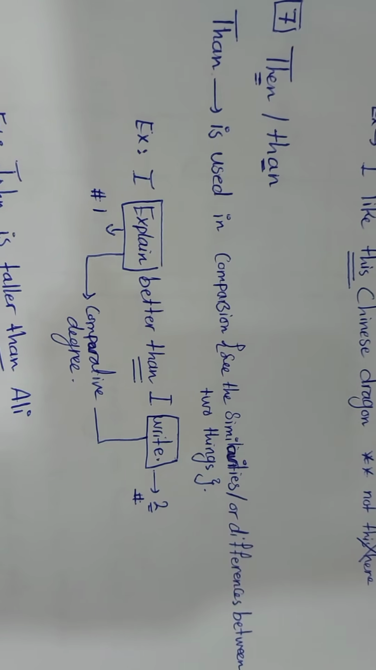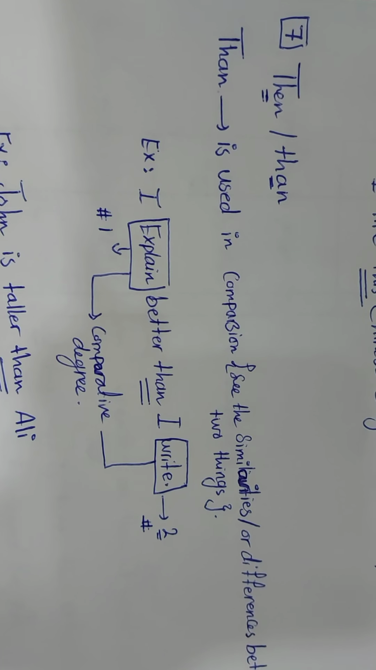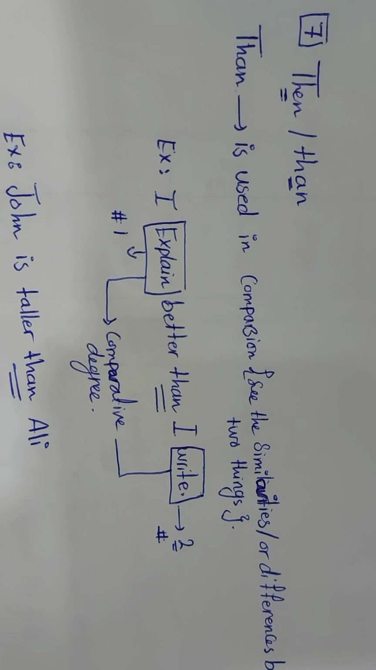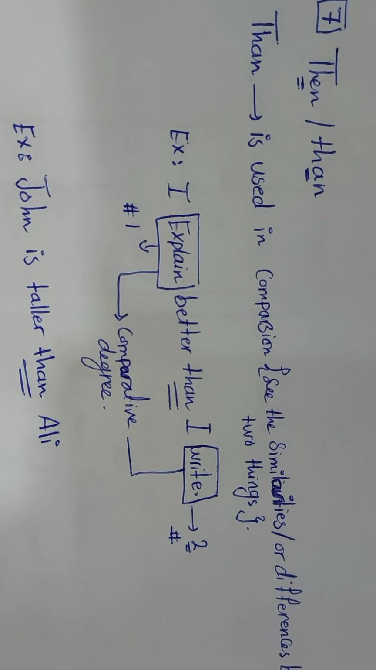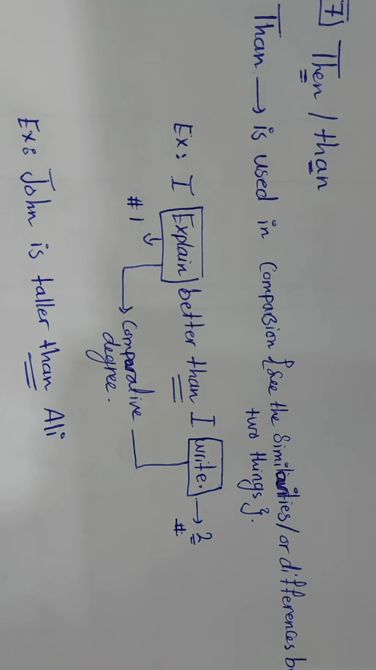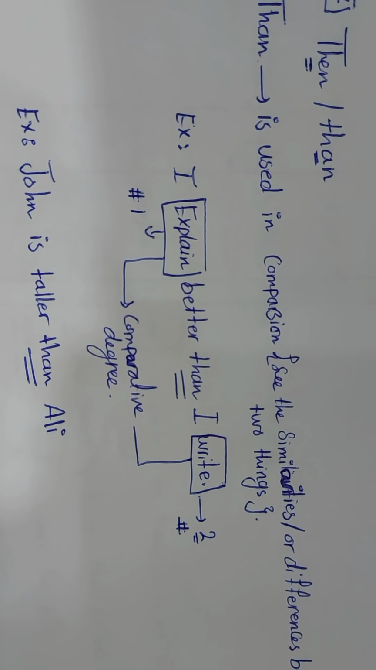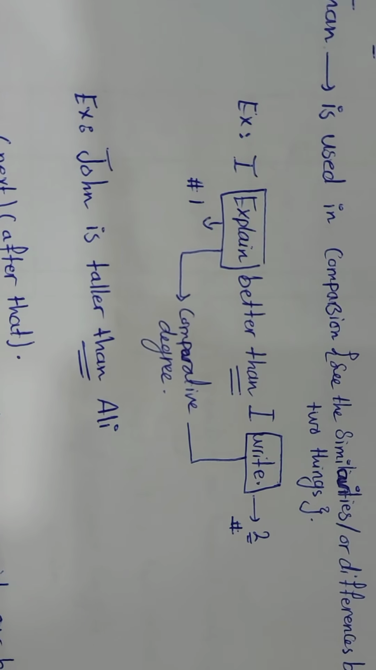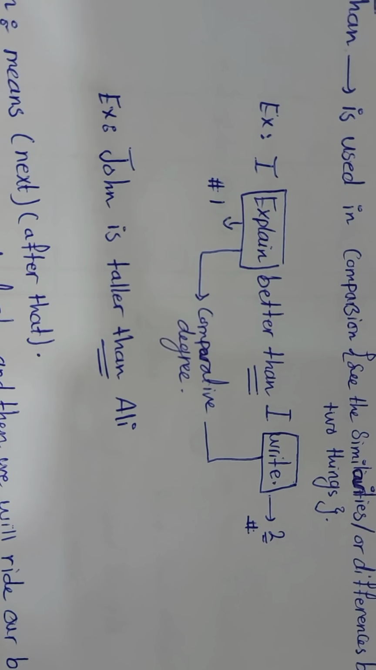Let's talk about the difference between than and then. Let me start with than. Than is used in comparison when we come to see the similarities or differences between two things. I explain better than I write. Here I'm comparing two items. The first one is explaining, the second one is writing. So we're still in the comparative degree. Exactly the same when we say in this example, John is taller than Ali.